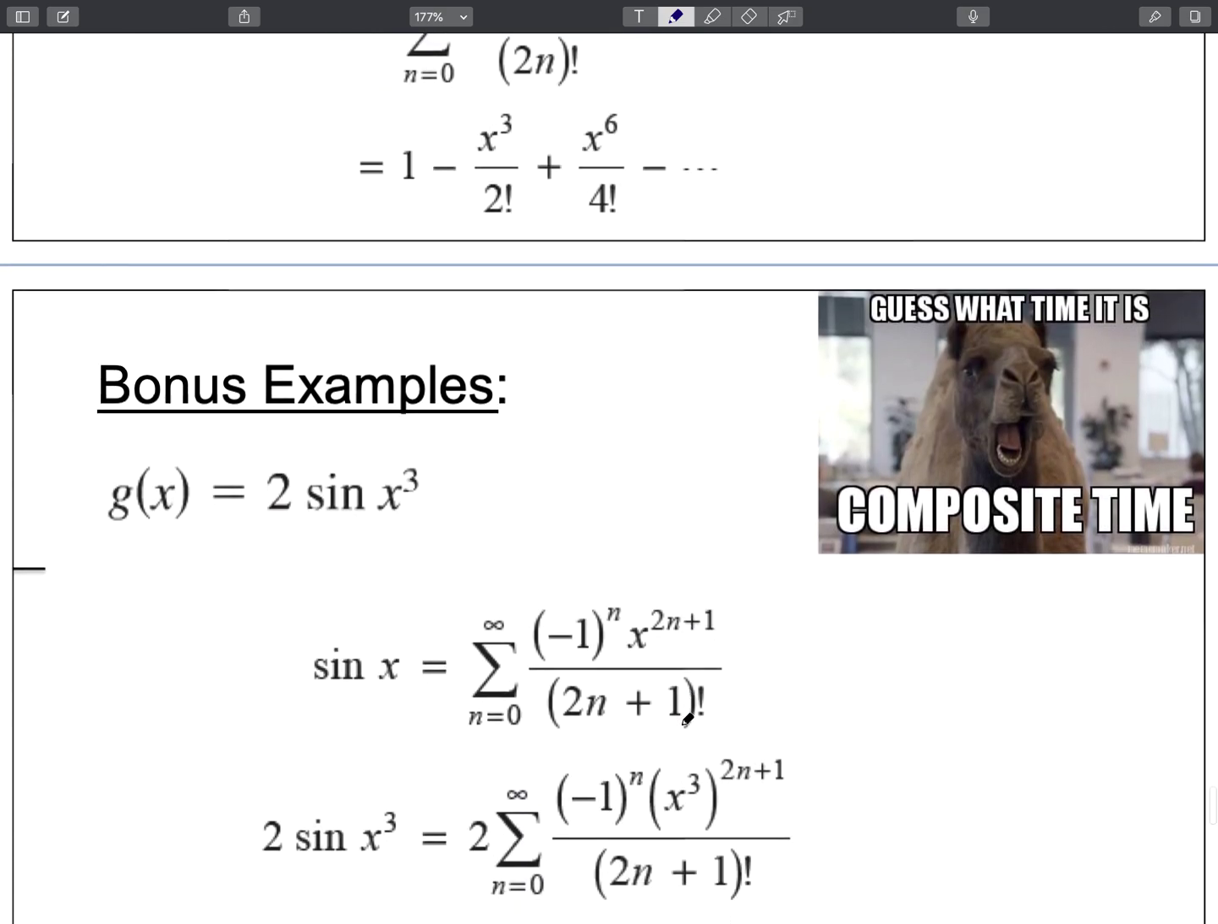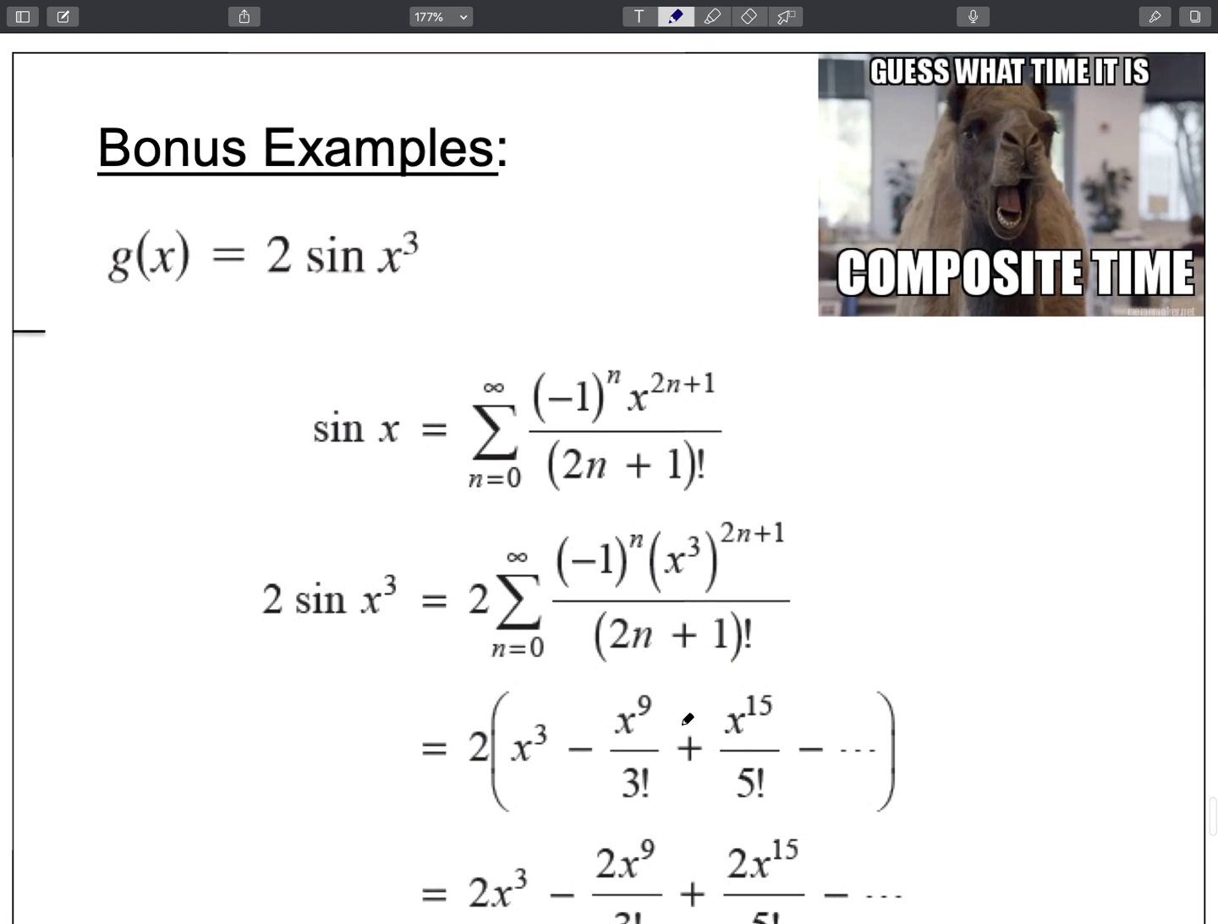And then the last one, how about 2 sine of x cubed? So this one I probably would have done in a couple pieces. I would have started with sine.